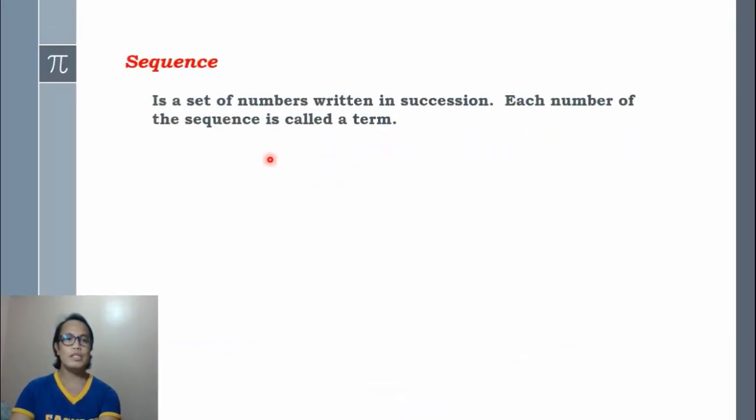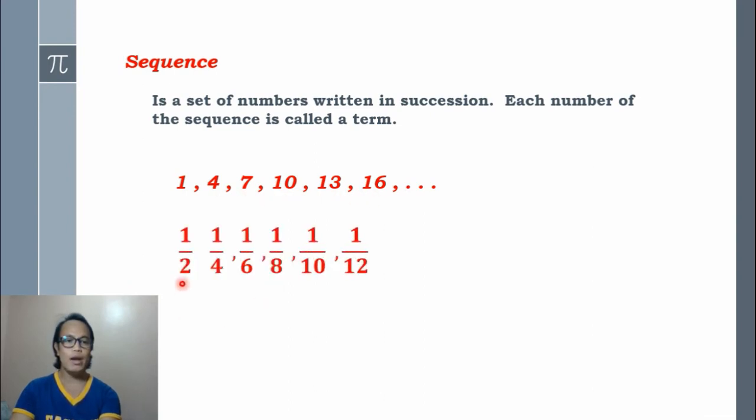A sequence is a set of numbers written in succession, and each number in the sequence is called a term. One example of a sequence is 1, 4, 7, 10, 13, and 16. Another one is 1 half, 1 fourth, 1 over 6, 1 over 8, 1 over 10, and 1 over 12. These two, of course, are examples of a sequence, and each number in the sequence is called a term.